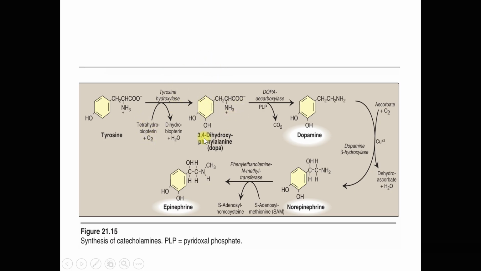Then L-DOPA is decarboxylated into dopamine by dopa decarboxylase. The third step is that dopamine is converted into norepinephrine by the enzyme dopamine beta hydroxylase. And finally, norepinephrine is converted into epinephrine in the adrenal medulla by the enzyme phenylethanolamine N-methyltransferase. So this is a summary of catecholamine synthesis.